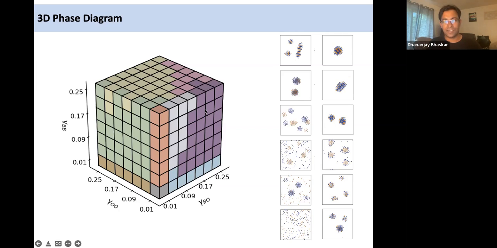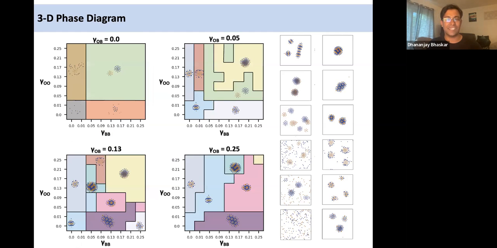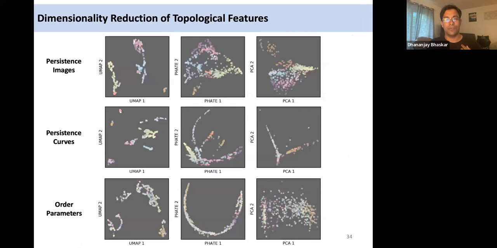And the pixel color corresponds to different ground truth configurations of these cells. And so with just 1 minute left, I'll show you the classification result, the punchline, which is that if you look at these persistence images and you look at just a 2D representation through the use of a manifold learning algorithm, you find that, first of all, we have very good clustering. So we can separate out all of these phenotypes.